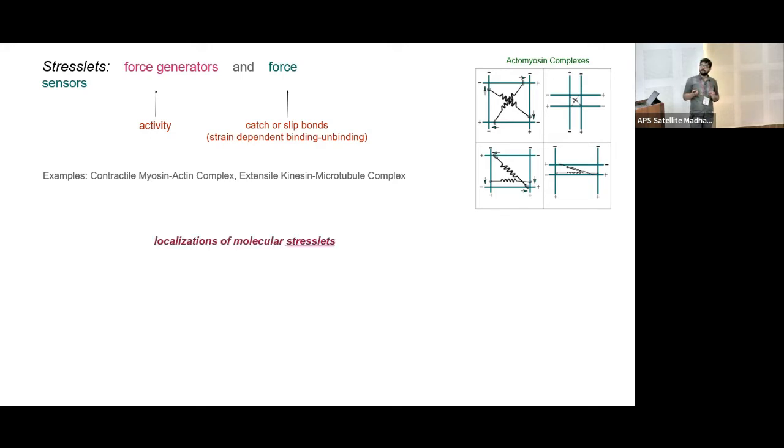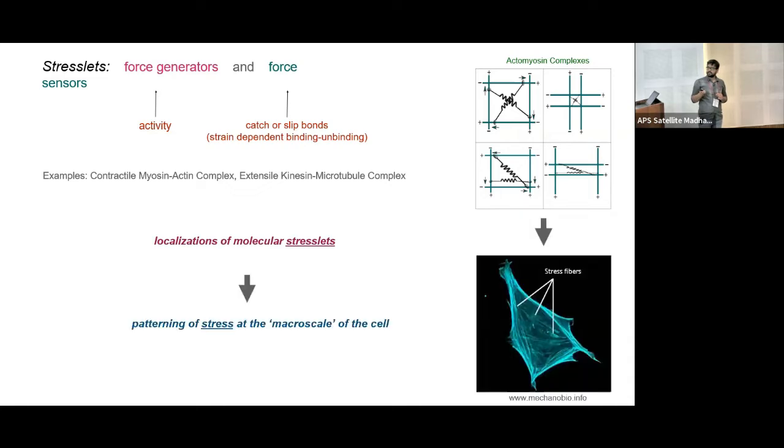It is known that these molecular stresslets have different cellular localizations. They are present at various levels at different parts of the cell, and their activity levels and their binding unbinding rates are also different. Due to this localization of molecular stresslets, what we see at the macro scale of the cell are these stress fibers, patterns of stresses which span the entire scale of the cell.